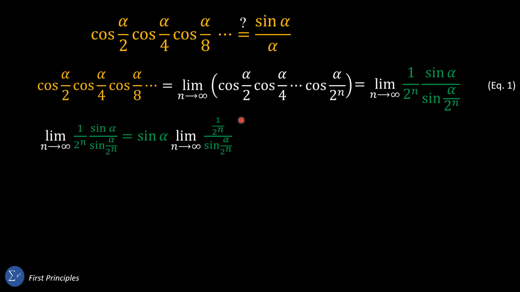So what I do, I multiply numerator and denominator by alpha. So I get sine alpha divided by alpha because I can bring alpha out of the limit. Now I have alpha divided by 2 to power of n in the numerators and also the argument for the sine.